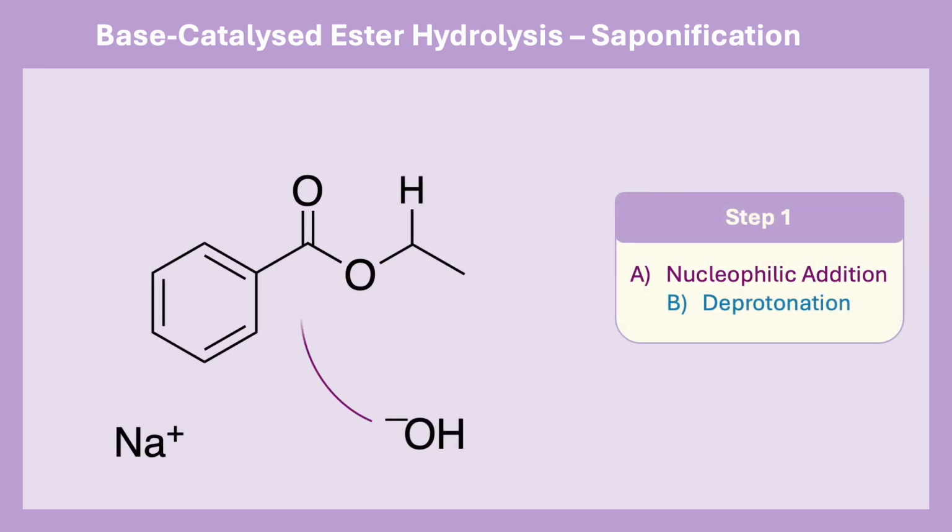The first step in the reaction involves attack by a strong base like sodium hydroxide. The base can either attack the carbon of the carbonyl to form a tetrahedral intermediate, or it can deprotonate a hydrogen near an electronegative atom like oxygen.